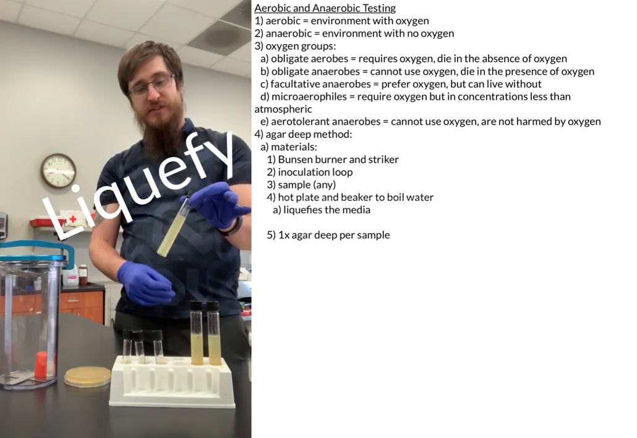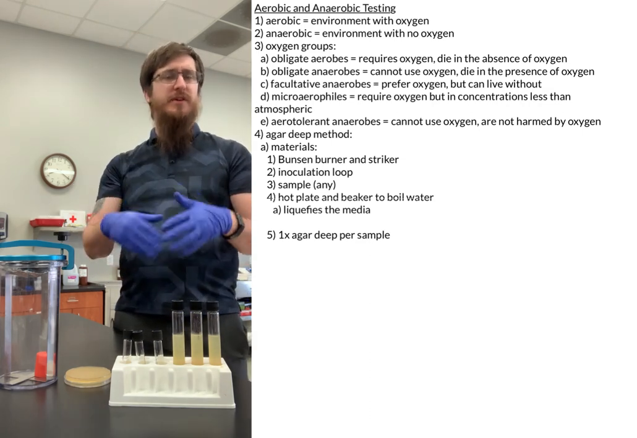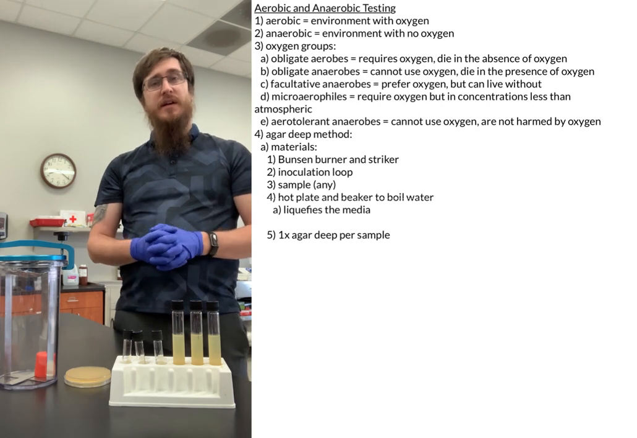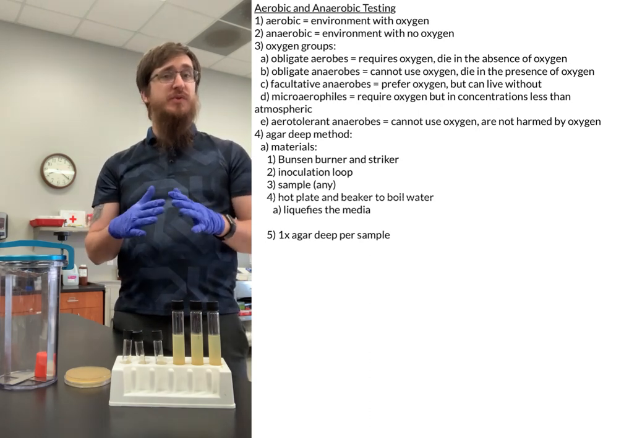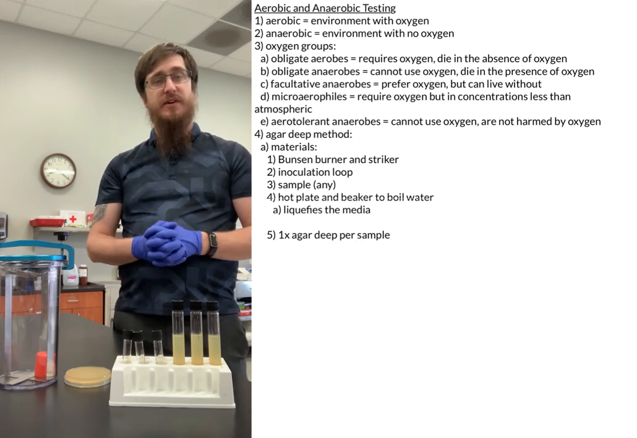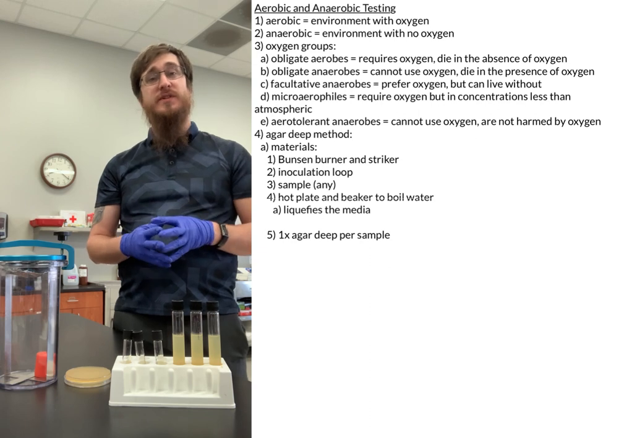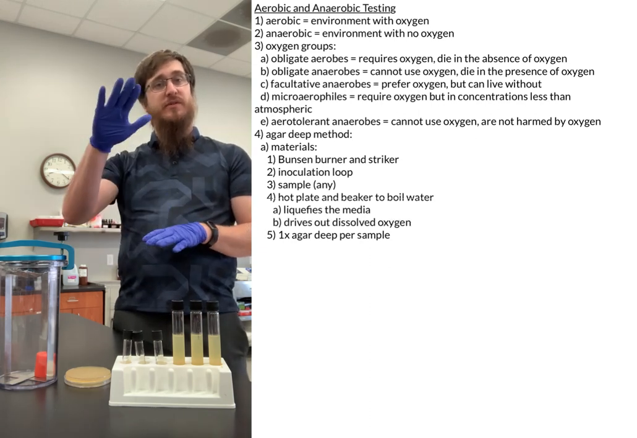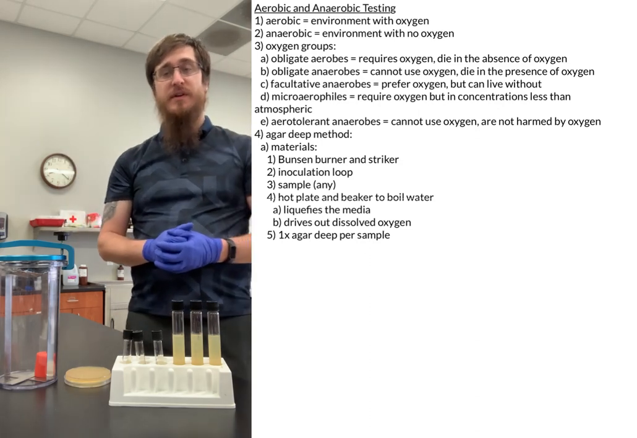So we have to basically melt the media. That's the first part to it. It's going to melt the media or liquefy it, and by doing that, we can actually inoculate that media itself. And then the second part to it is that it drives out all the dissolved oxygen. So it basically takes out all the oxygen inside of there and creates an anaerobic environment.